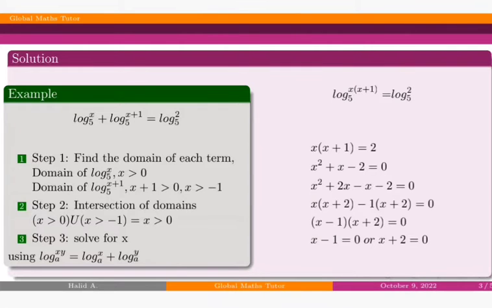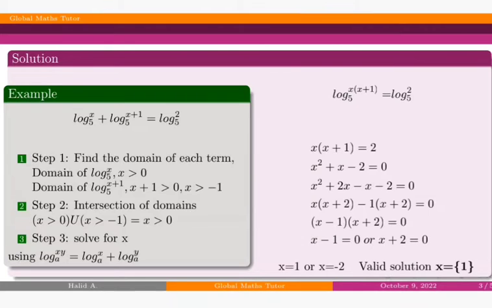So after this, you know that x minus 1 is equal to 0 or x plus 2 is equal to 0. That means the value of x is 1 or x equal to minus 2. But you have to know if it is in our domain or not. So we have to check the validity of the solutions after solving for the value of x.